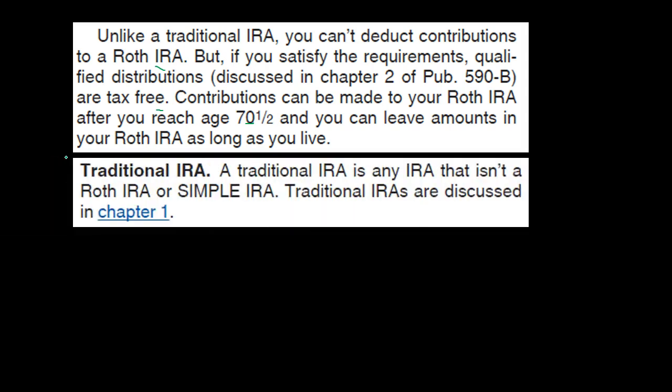A traditional IRA is any IRA that isn't a Roth IRA or simple IRA. Traditional IRAs are discussed in Chapter 1. So when you think about the IRAs, typically you think traditional IRA. You go through the traditional IRA and think about all the characteristics of a traditional IRA, and then think about the Roth as the kind of the new thing, the change thing, the one with a little bit twisted rules that would be more advantageous in certain circumstances and certain situations.